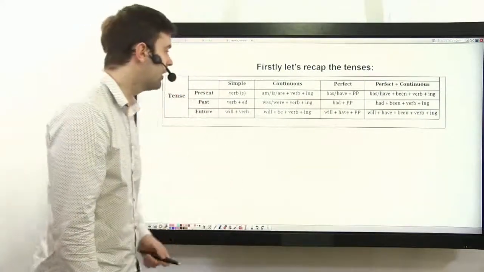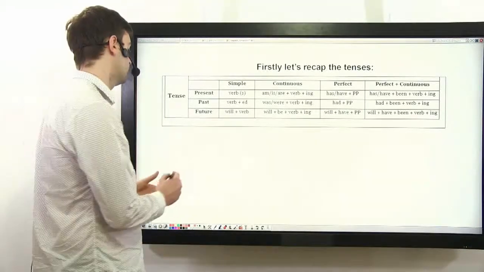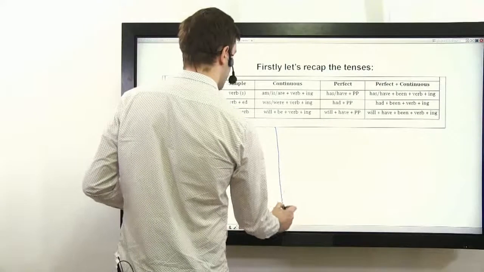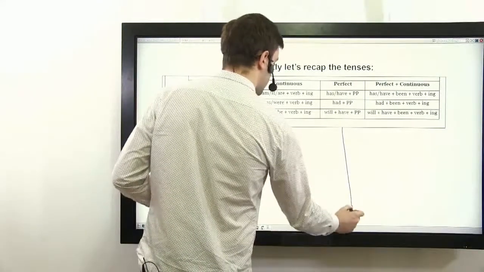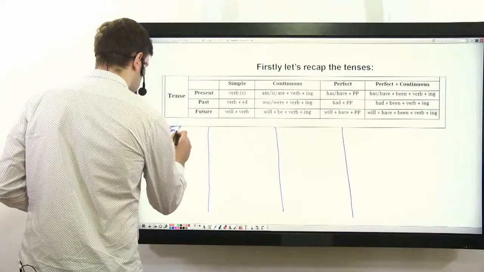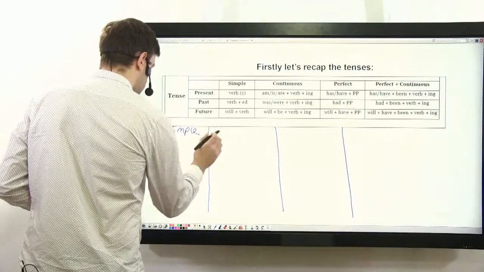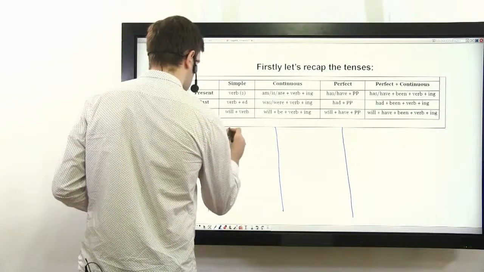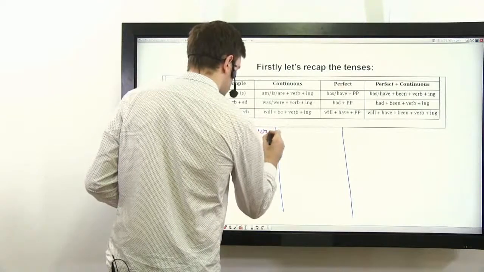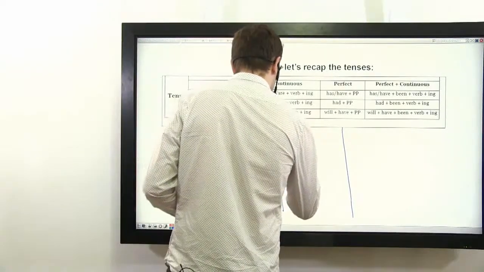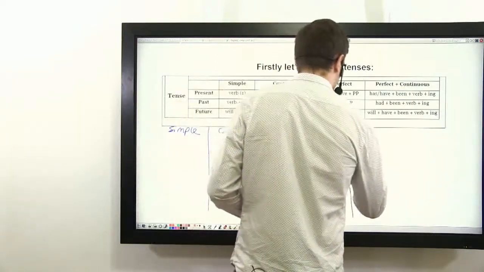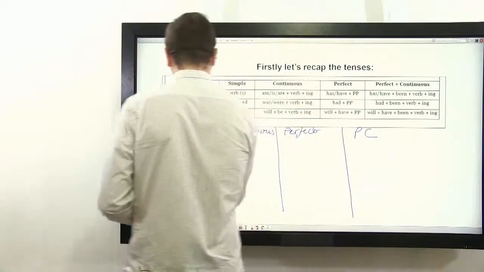So, firstly, let's recap the tenses. We have the simple, continuous, perfect, and perfect continuous. So let's start off with simple. Continuous, perfect, and perfect continuous.